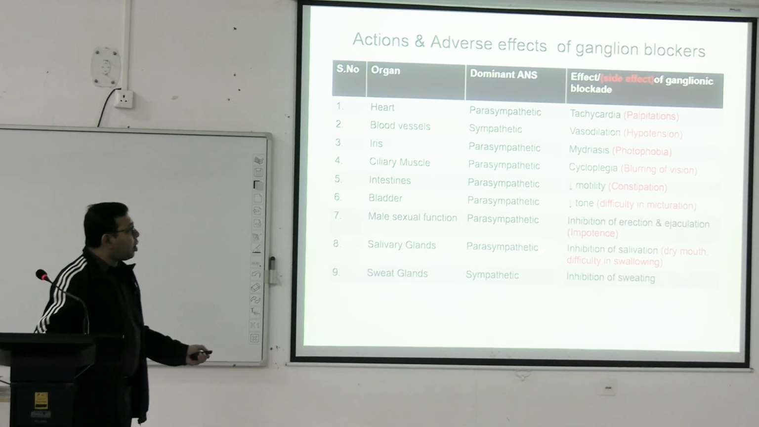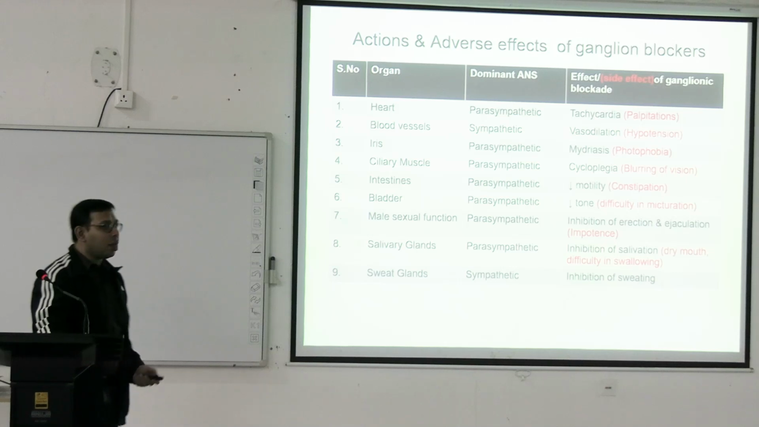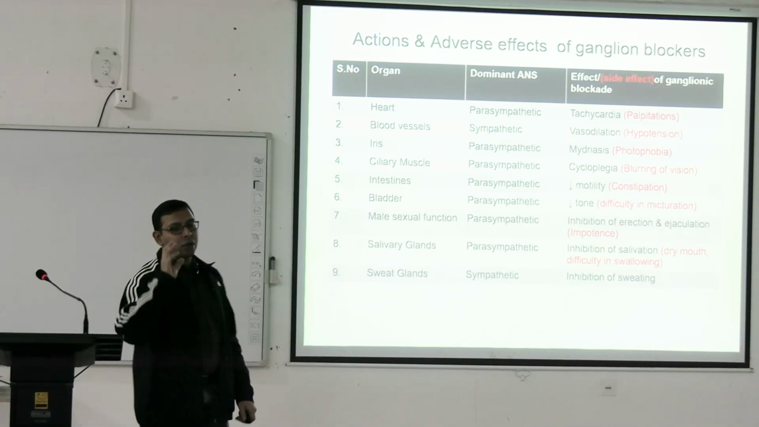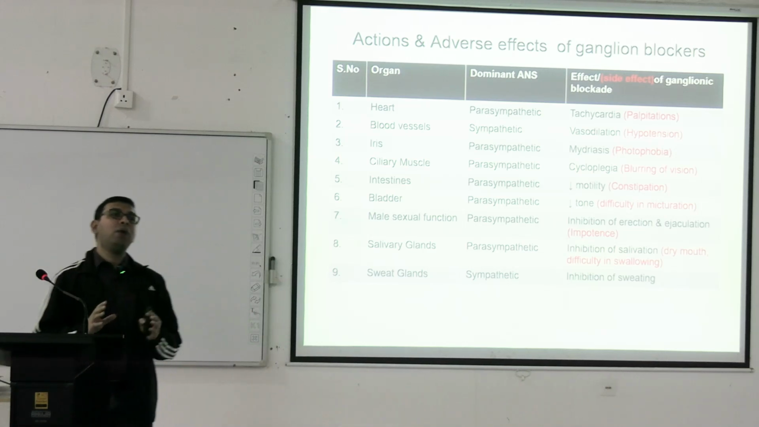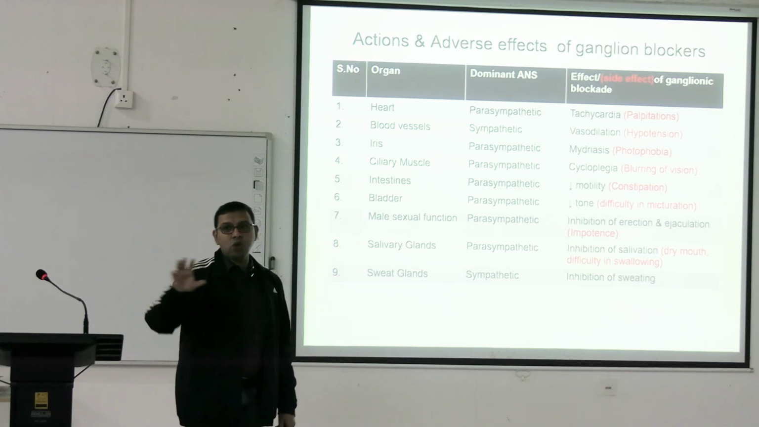In the salivary gland, again parasympathetic, dry mouth, difficulty in swallowing can happen. In the sweat glands, inhibition of the sweating can happen. So this is also important for your ANS chapter, because you need to learn what is the dominant ganglion in different organs, and accordingly if we are blocking the ganglions there, what are the dominant actions in those organs.